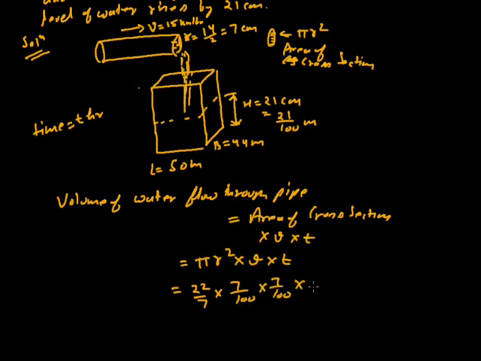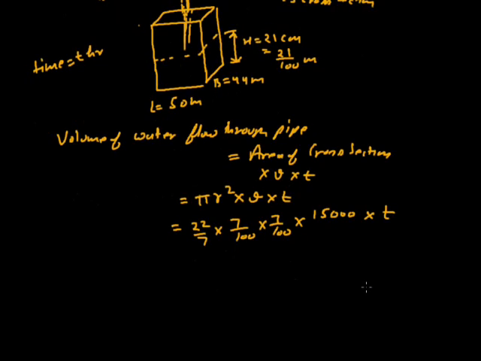Now the velocity is given in kilometer per hour, so again we convert kilometer into meters. So we write 15,000 meter per hour, that is velocity, and the time is already in hours. Now we write all the units in meter and hours only. So all the units are in meter, so this much meter cubic of water flows through the pipe.